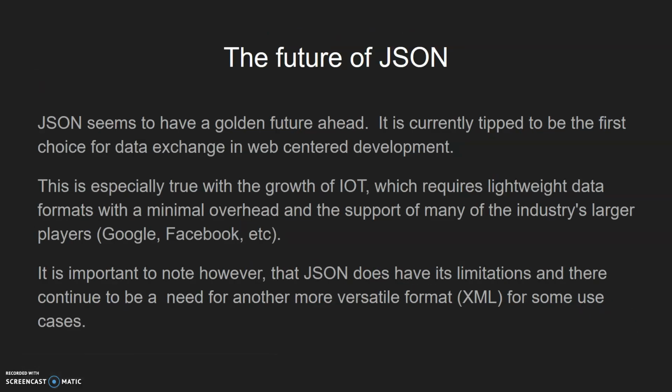Which leads into the future of JSON. The future looks pretty golden. At the moment it's the first choice for data exchange on the web, and no one can see that changing anytime soon. That's probably only going to become more of a thing with the growth of the Internet of Things, because it requires a lot of lightweight data exchange with minimal overheads and little devices that don't have a lot of computing power or memory.